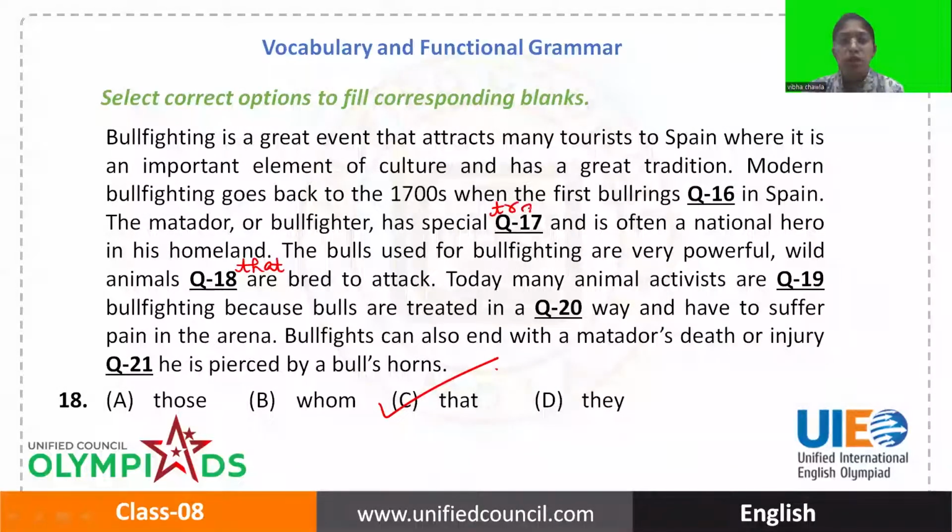Has special training and is often a national hero in his homeland. The bulls used for bullfighting are very powerful wild animals that are bred to attack. Okay, that relative pronoun we are using for animals, to refer to animals.